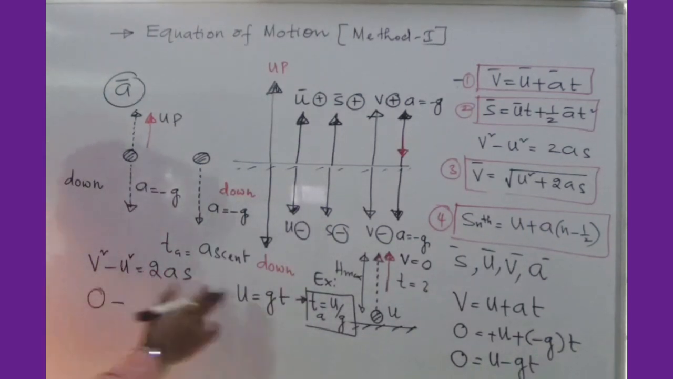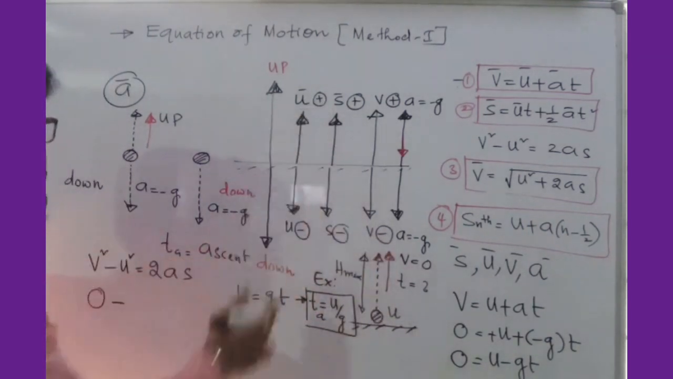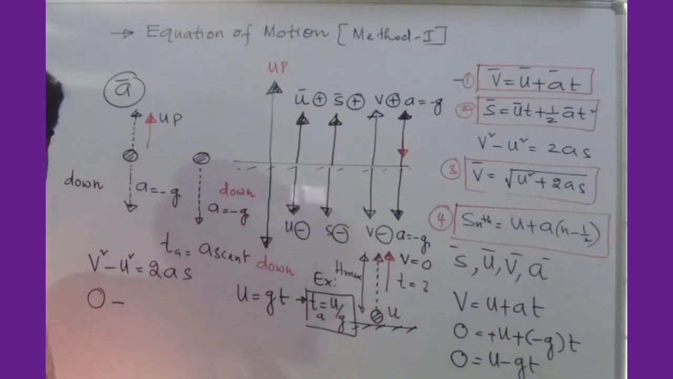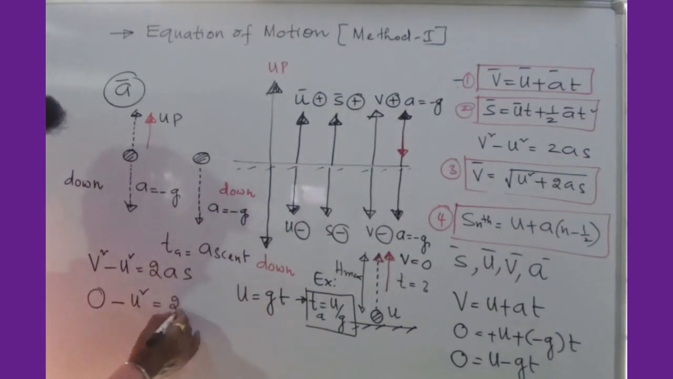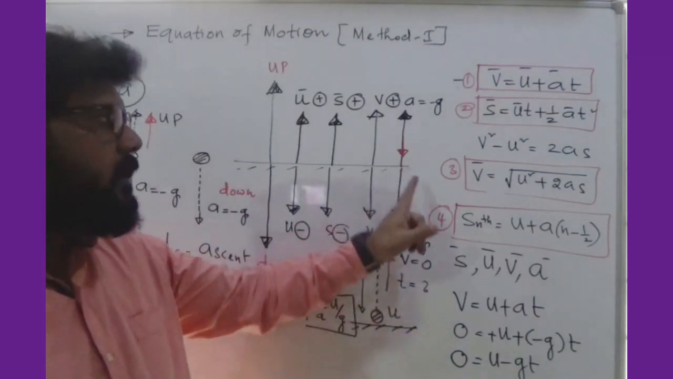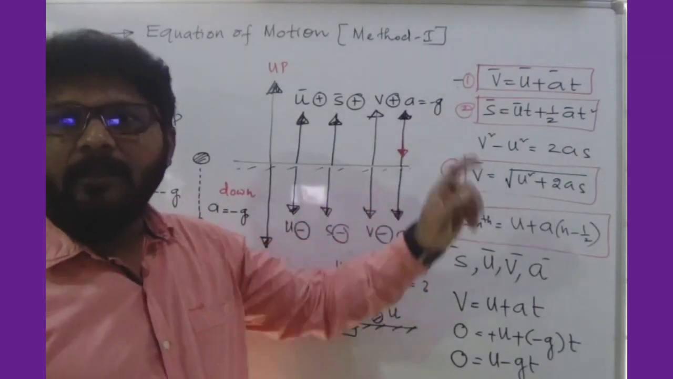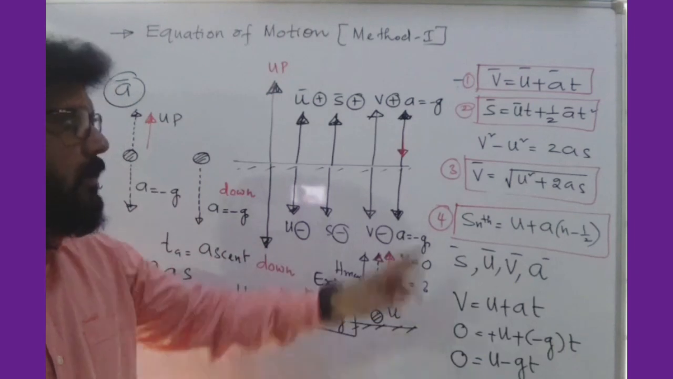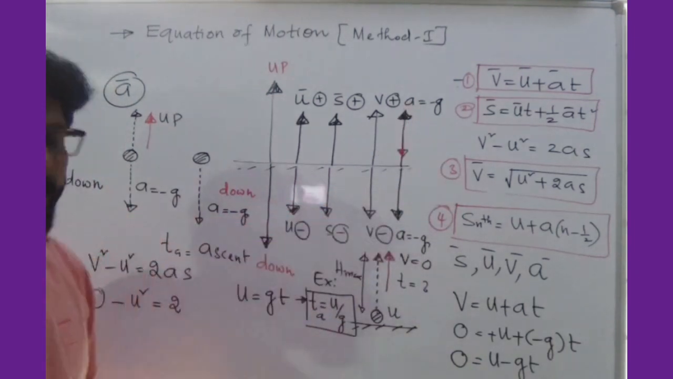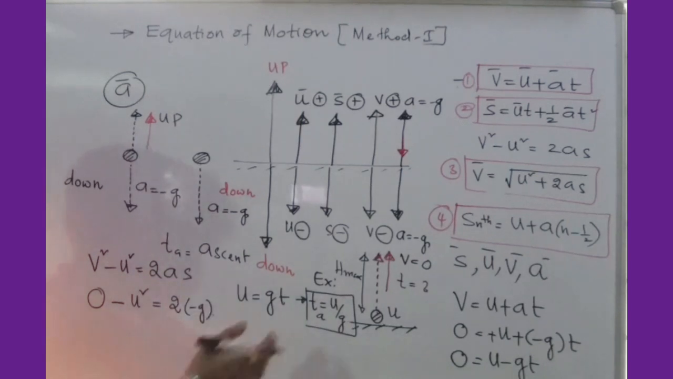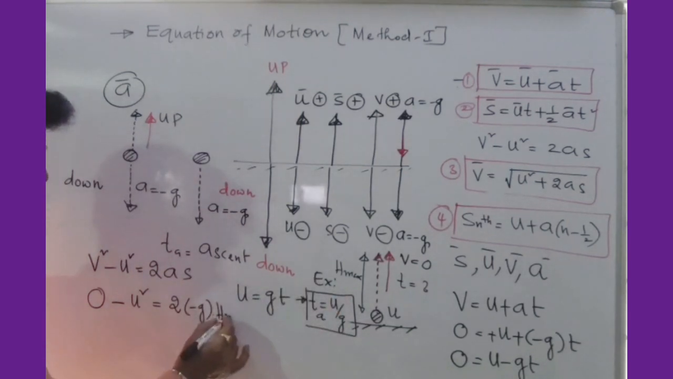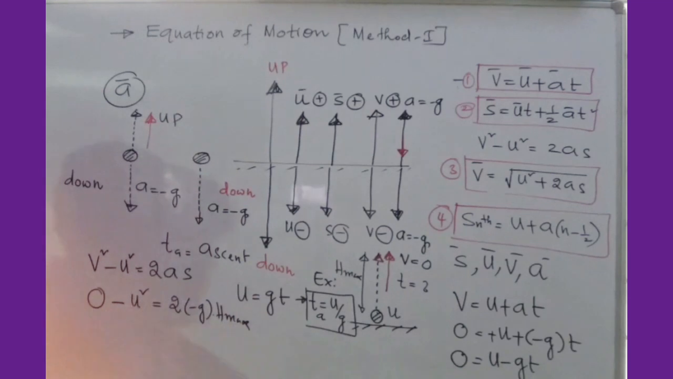Minus u. U is going in the upward direction. What should I take, positive or negative? It should be positive. So u square is equal to 2as. When it is going in the upward direction, a is nothing but minus g. So we can substitute: minus g into s. S is nothing but h maximum.